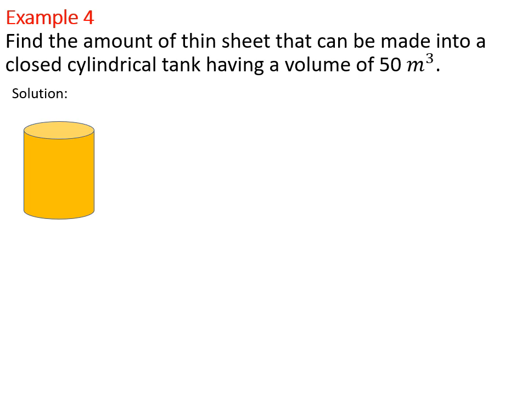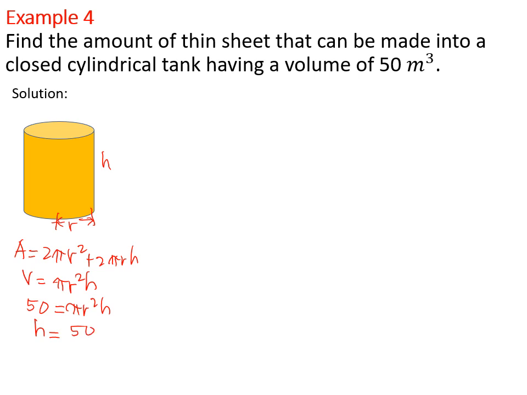Find the amount of thin sheet that can be made into a closed cylindrical tank having a volume of 50 cubic meters. So this one is h, this one is r, so area equals 2 pi r squared plus 2 pi rh. Volume equals pi r squared h. 50 equals pi r squared h, and h equals 50 all over pi r squared.